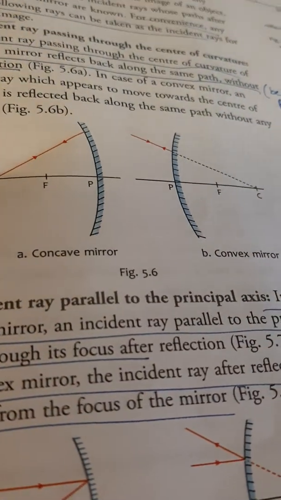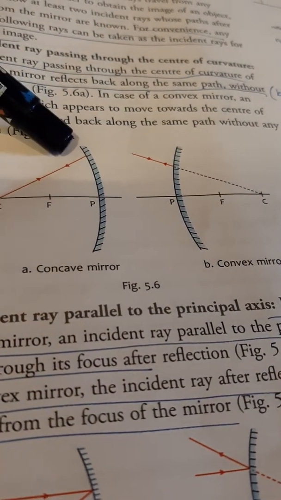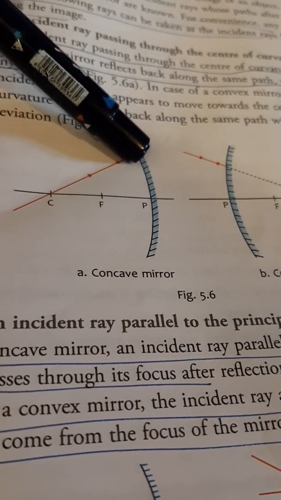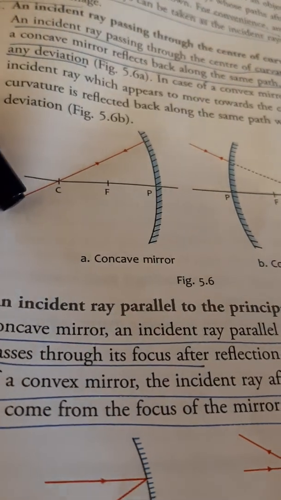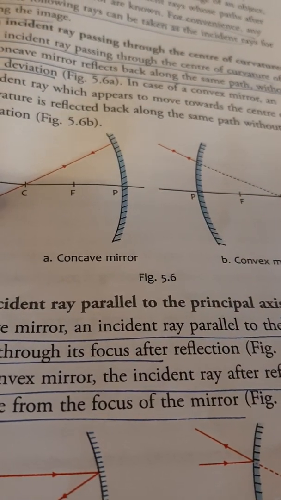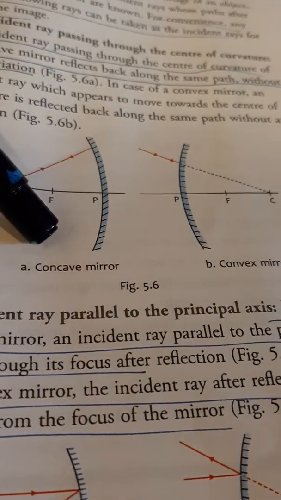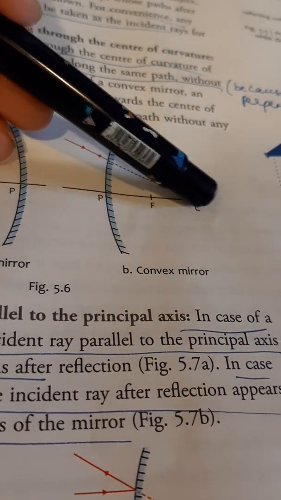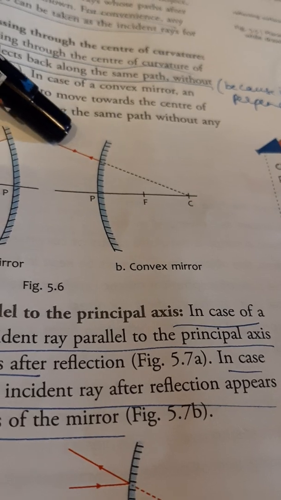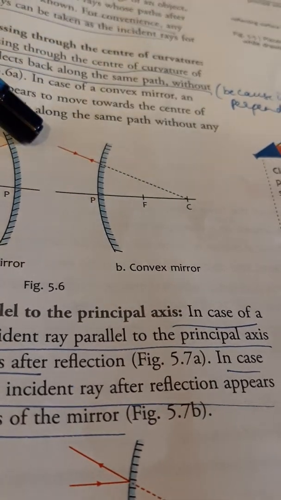In refraction, I told you it goes undeviated. In reflection, it reflects back along the same path. The rules are the same for the concave as well as the convex mirror. In the convex mirror also, you see, it is reflected back along the same path.